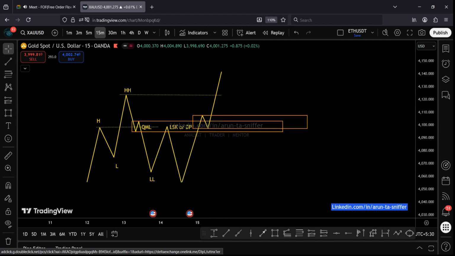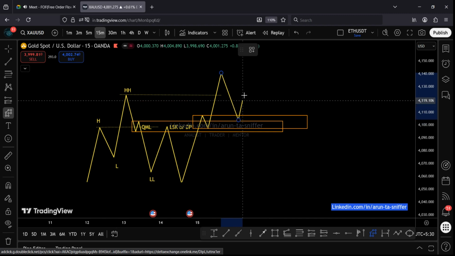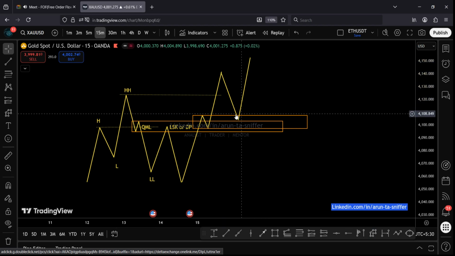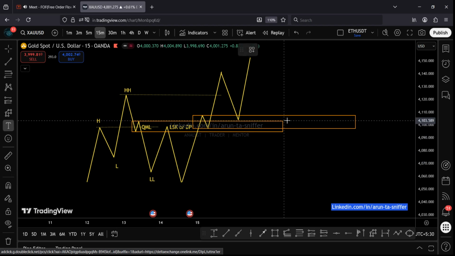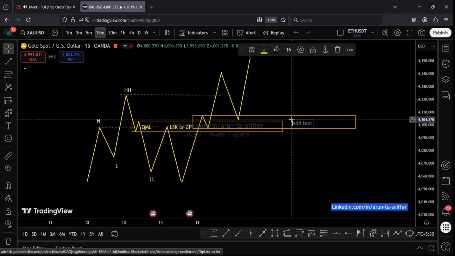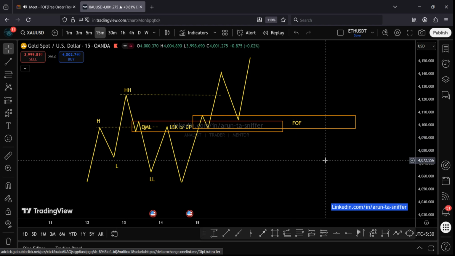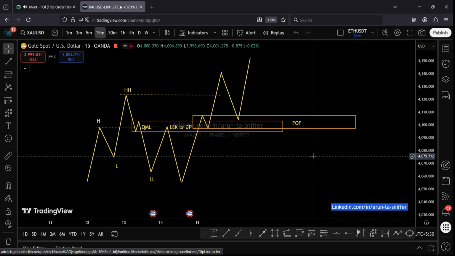So price goes up and then comes down again, and you look for the PA. You don't trade FOF, pre-order flow, directly. Price comes back and then goes up. This is our free order flow area. Free order flow areas are where the test orders are available. We call this FOF. Okay, so this is our FOF. Any questions for FOF? Anyone have any question regarding FOF?